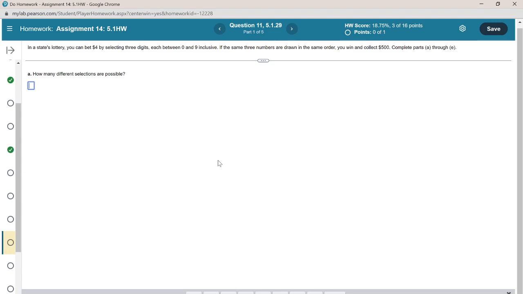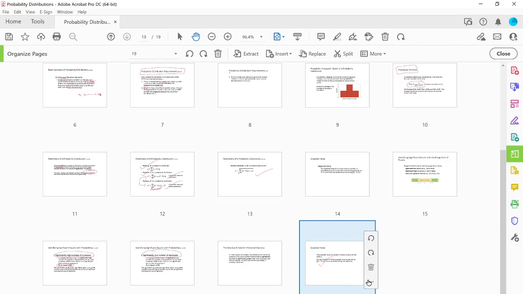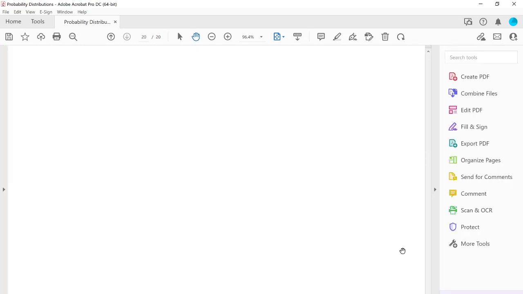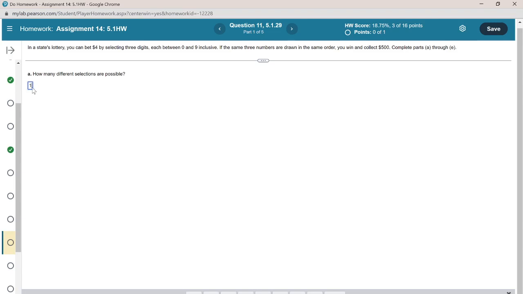Remember, in a 3-digit selection, the first number can be selected in 10 different ways because there are 10 different numbers. Similarly, because you can repeat the numbers, the second digit can be selected in 10 different ways, and the third digit in 10 different ways. So there are 3 digits: digit 1, digit 2, and digit 3. This one can be selected in 10 ways, this one 10 ways, this one 10 ways. So altogether there are 1,000 different possibilities. How many different selections are possible? 1,000.